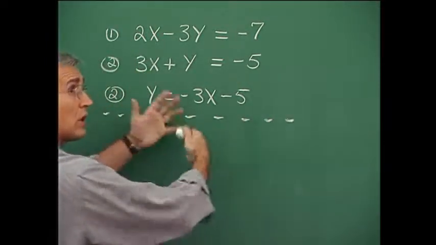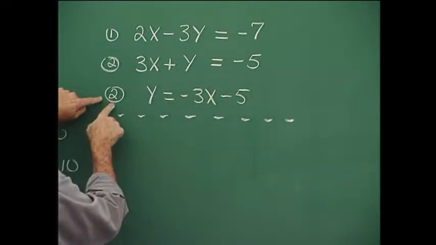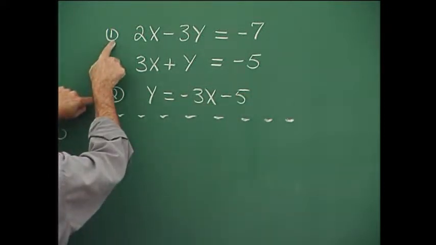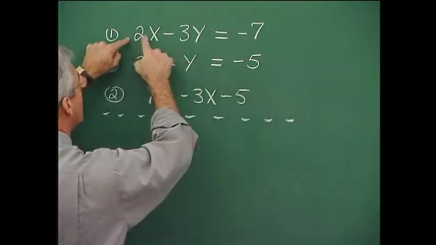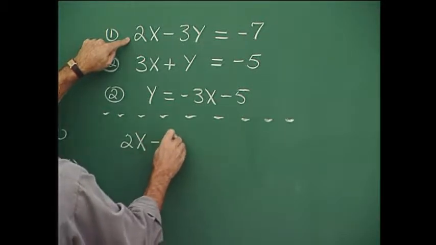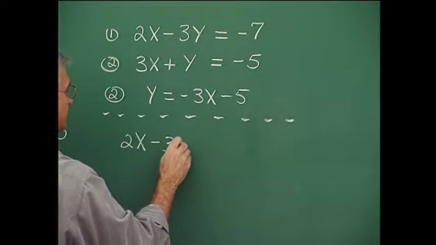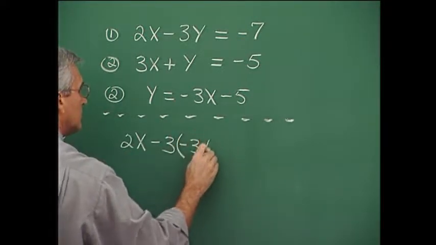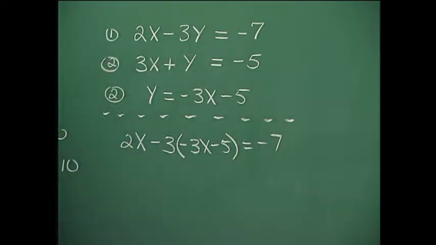Now we go through the substitution idea. We take the other equation, this is equation 2, we want to take the other equation and replace y with this expression. So here's the equation we're replacing in. It's 2x minus 3, and instead of writing y, I'm going to write this expression. And now we go about solving this equation for x.